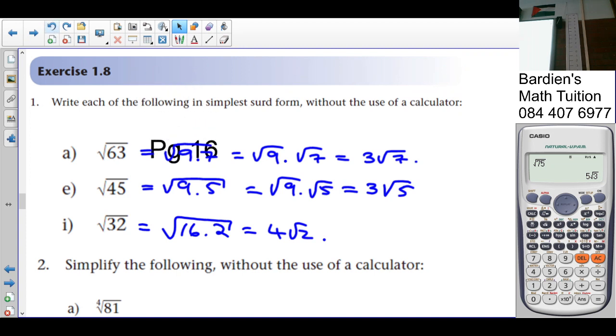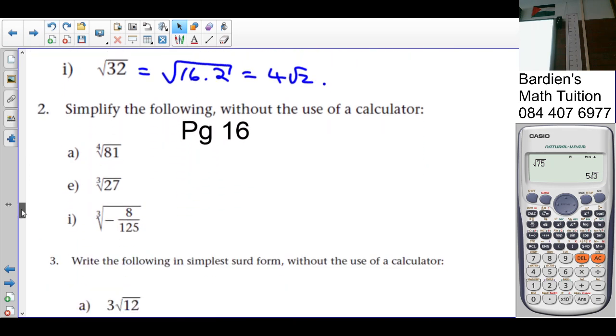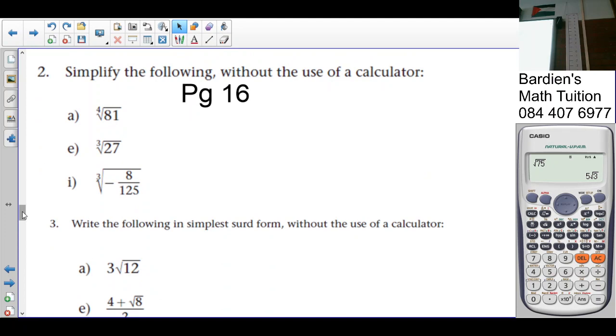Let's look at number 2. Guys, finished with number 2 as well? No? They're dealing with the fourth roots and cube roots in this case.